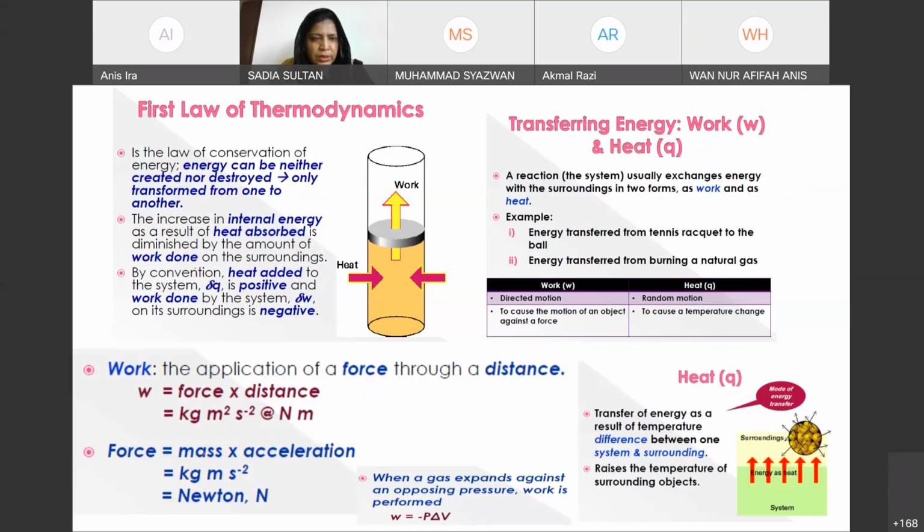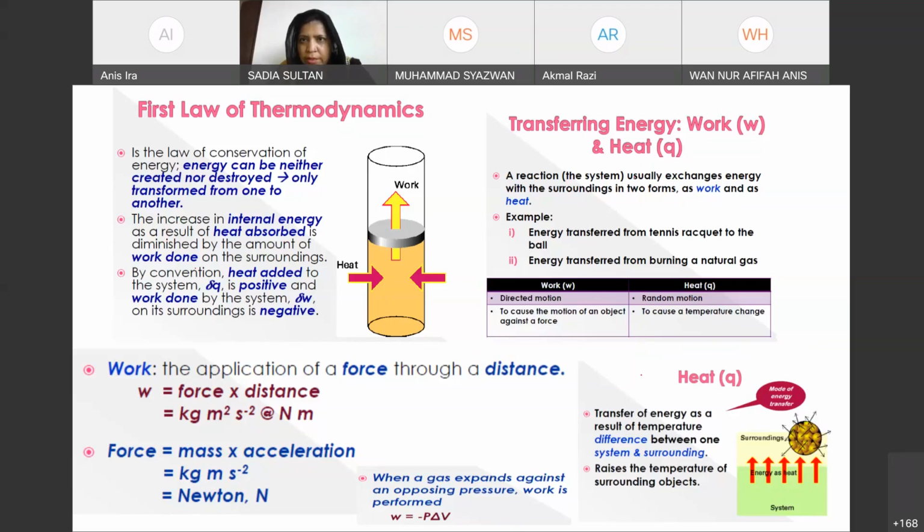So force is equal to mass, in kilogram, into acceleration, in meter per second square. This is the force unit, which is the Newton. So instead of all this, we can simply use Newton, right? This is distance, meter.